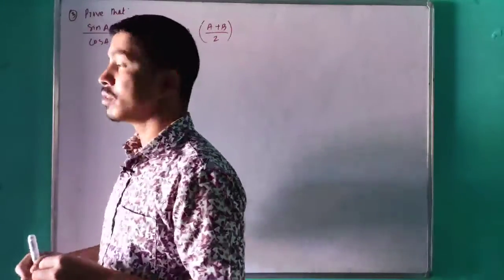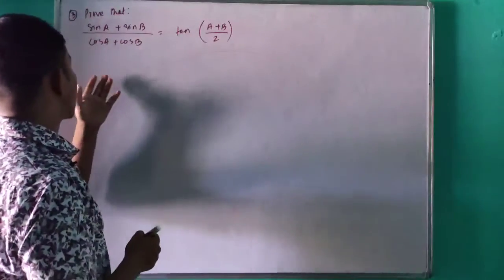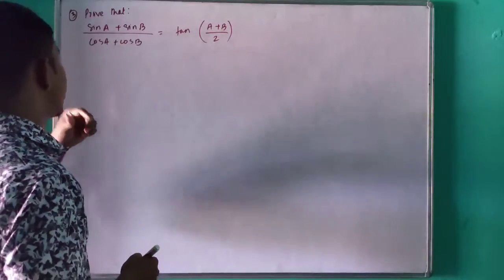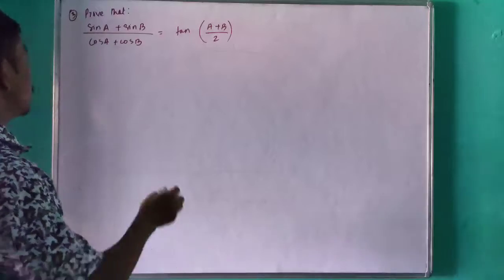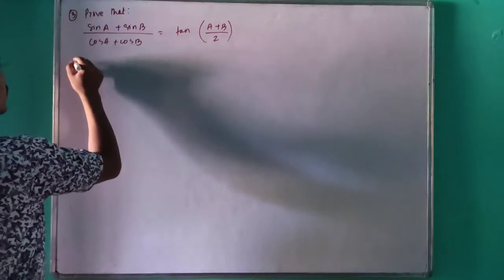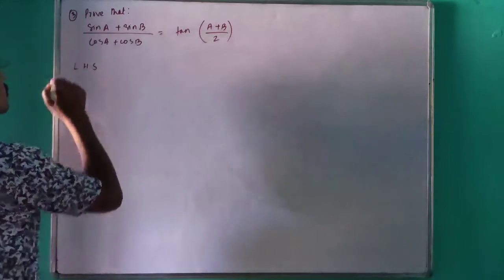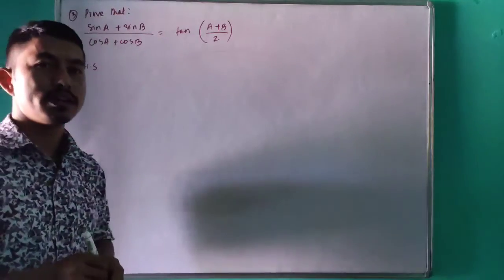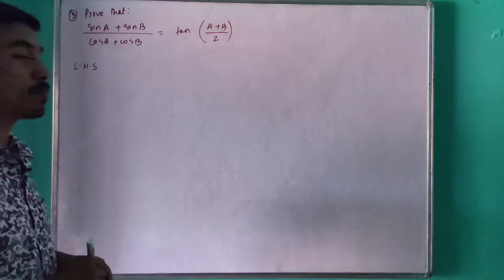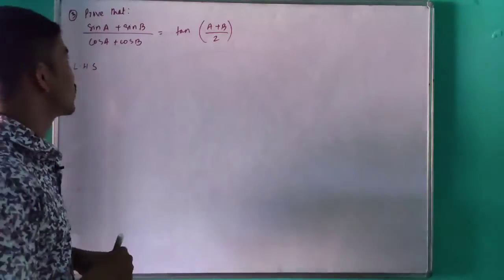So now taking question number 3 from the textbook, which tells us to prove that sine a plus sine b divided by cos a plus cos b equals tan of a plus b divided by 2. So let us begin from the left hand side. So LHS equals this much. So we have the formula sin c plus sin d is equal to 2 sin of c plus d by 2 into cos of c minus d by 2.